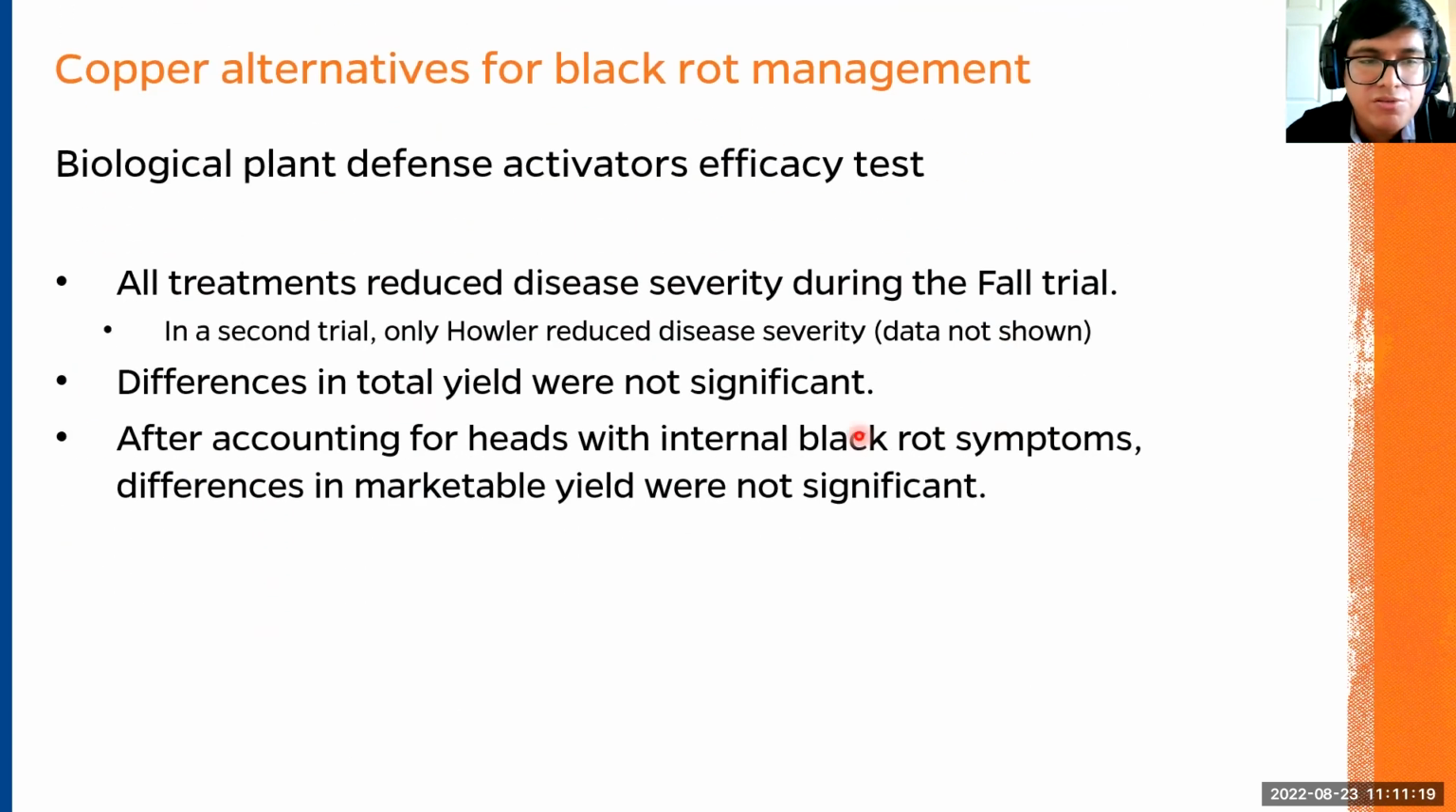So the point that I want you to remember from here is that all the treatments reduced the disease severity during the fall trial that I just presented. And we also have a second trial that we have conducted, and it was only Howler, the product that significantly reduced the disease severity compared to the not-treated control and also the grower standard. And once again, in here, there was no significant difference in total yield or in marketable yield.